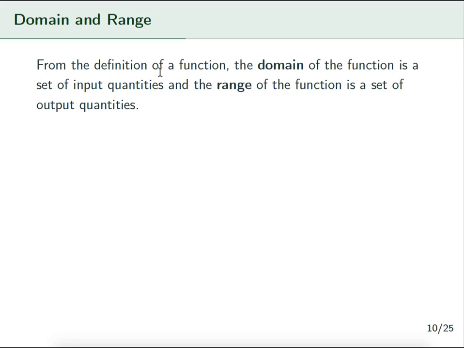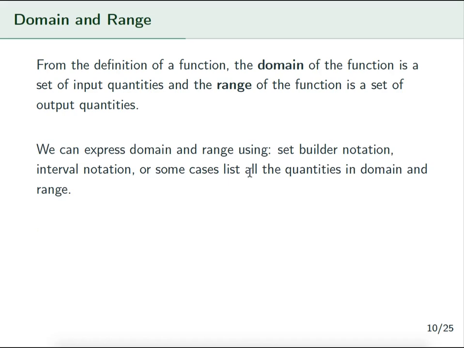From the definition of a function, the domain of the function is the set of input quantities. So the collection of all the input quantities. And the range of a function is the set of all the output quantities. And we can express domain and range using set builder notation, interval notation, or in some cases list all the quantities in the domain and range. So what we're talking about right now is how we can express the domain and range of a function.